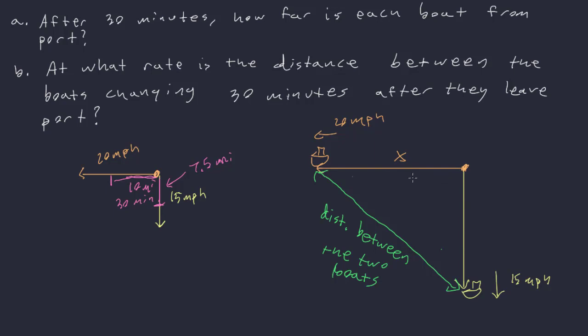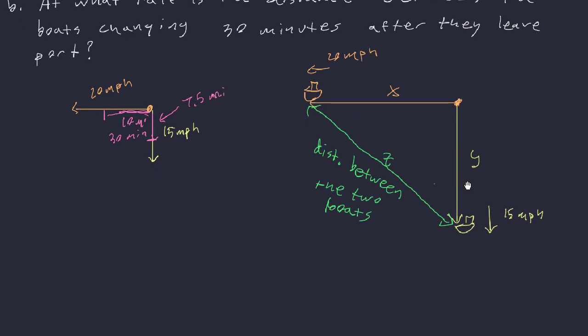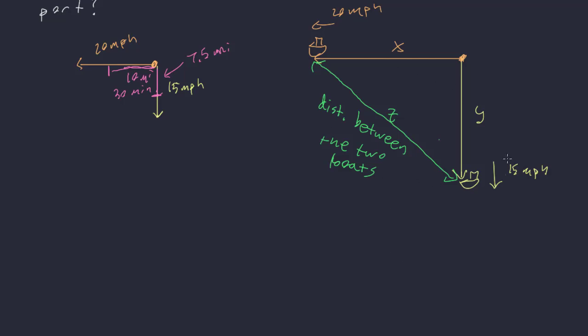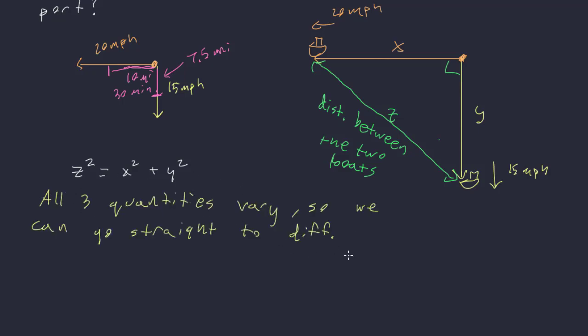So I'm going to call this distance x, this distance y, and then this distance z. I'm not going to incorporate negatives here because all of these quantities are increasing, so we don't really have to worry about that. Okay, and then a formula that relates all these, well, this is of course a right triangle, so we can use the Pythagorean theorem. So z squared is equal to x squared plus y squared, and there is nothing to put in as a constant, right? So all three quantities vary, so we can go straight to differentiation.